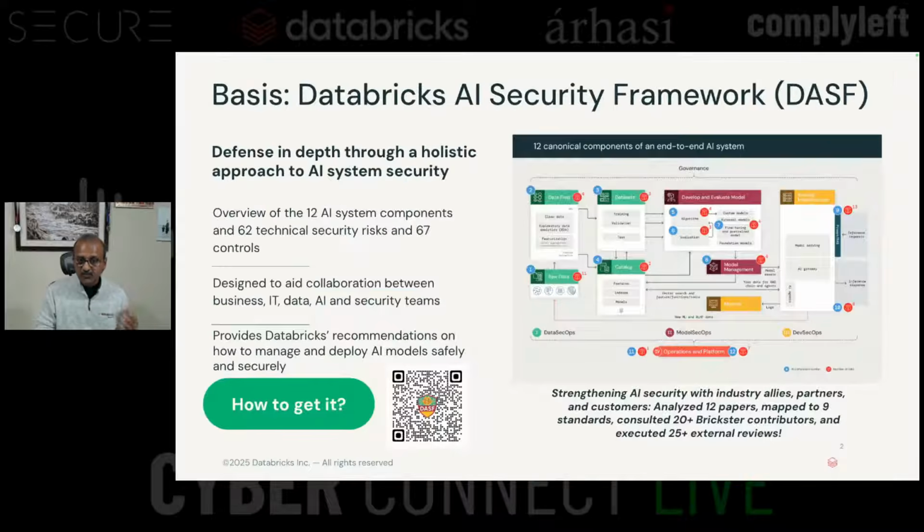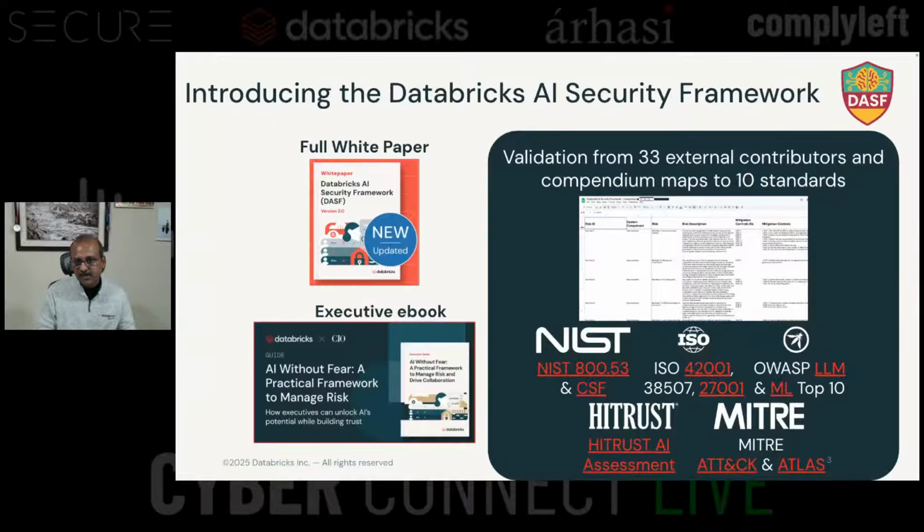And anybody can actually download this. There is a QR code that you can see here. This is available as a white paper, there is an executive ebook, and then there is a compendium. That is the most important part. People in this room, everybody from Arhasi to ComplyLeft, Ben, and everybody contributed to this work.